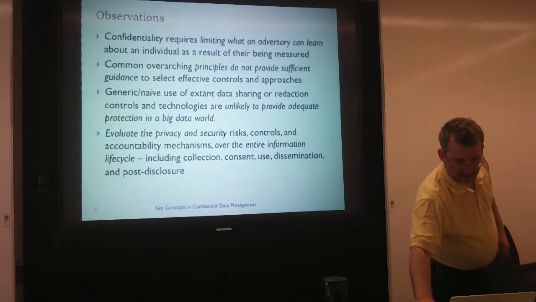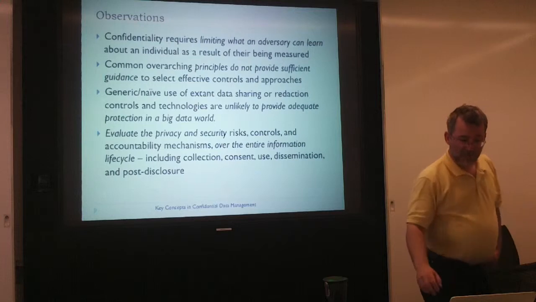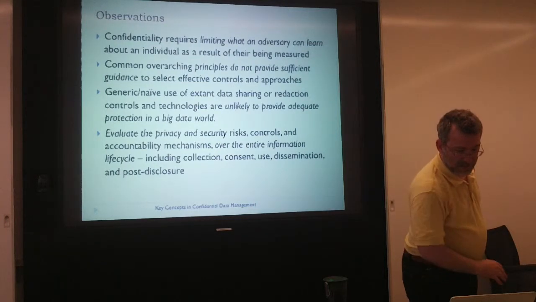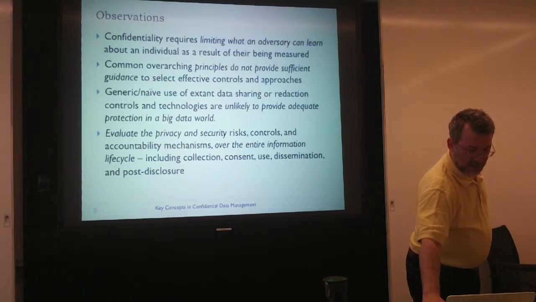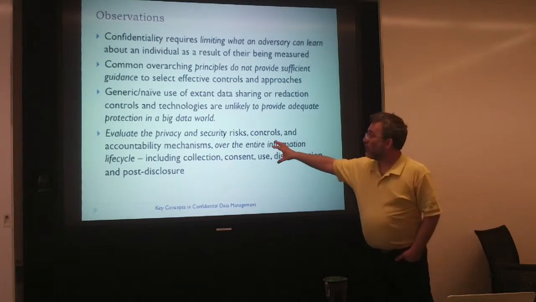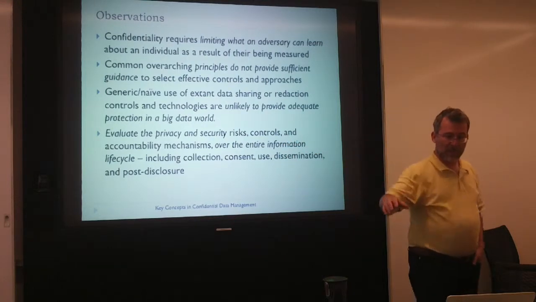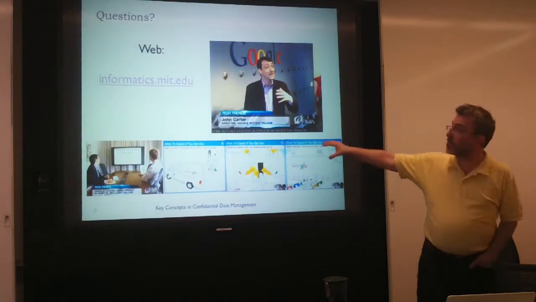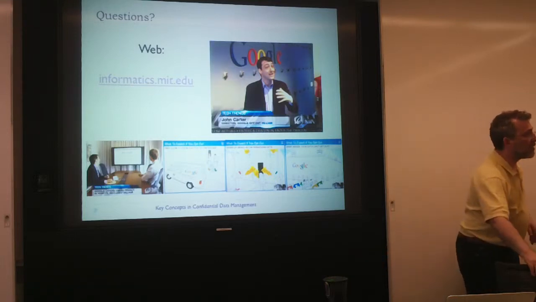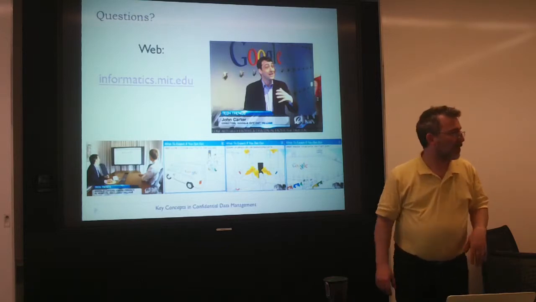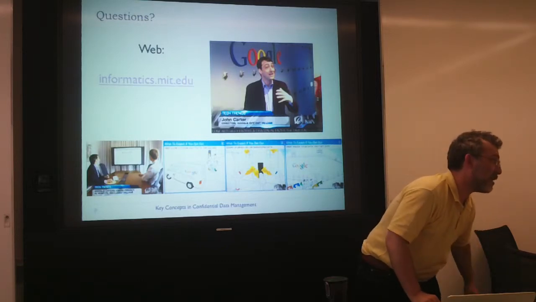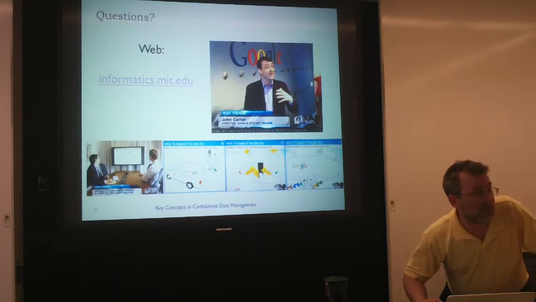So some overall takeaways. Think about confidentiality as learning. Principles are good, but they don't provide enough guidance to construct things. Big data changes things, and you've got to look at privacy and security risk controls, and accountability over the life cycle. All of this is on the informatics program website: papers, slides, all that sort of stuff. I come to most of the all hands meetings except when I'm traveling, and I'm happy to answer emails, etc.